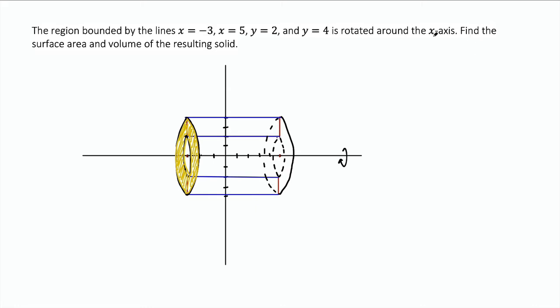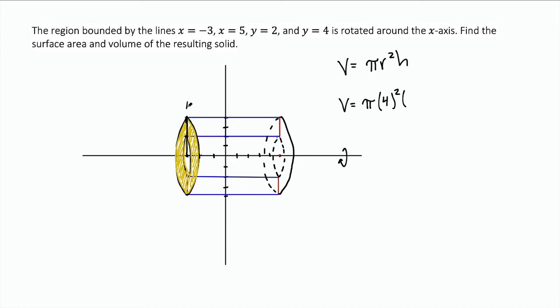All right, so we want the surface area and the volume of this solid. Let's start with the volume, because it's going to be a little bit easier. We've got a large cylinder, but then we've cut this cylinder out of the middle. So we're just going to subtract the volumes of the two cylinders. The volume of a cylinder is pi r squared h. For the larger cylinder, the radius, from the axis out to that far line, is 4. So pi times 4 squared, and then times the height.